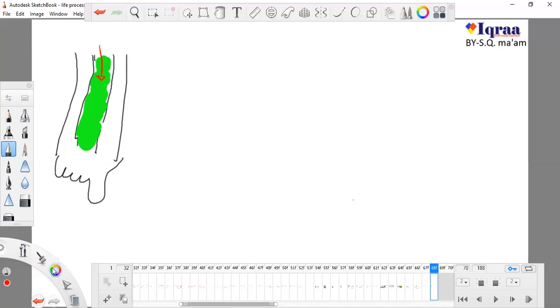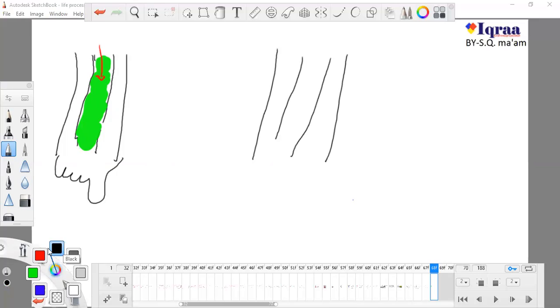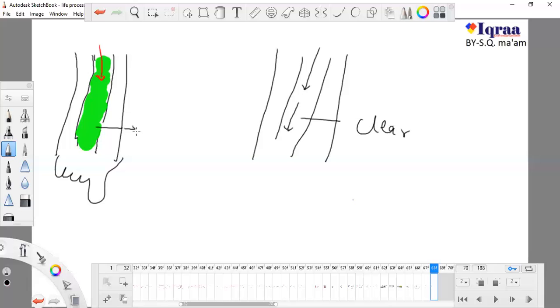If something is very clear, blood can pass easily, but at this time blood cannot pass easily, because this part is clear, and this is choked. So at that time blood feels very much pressure. Blood feels that something is choked and it cannot flow easily, because it is a very filled pathway.